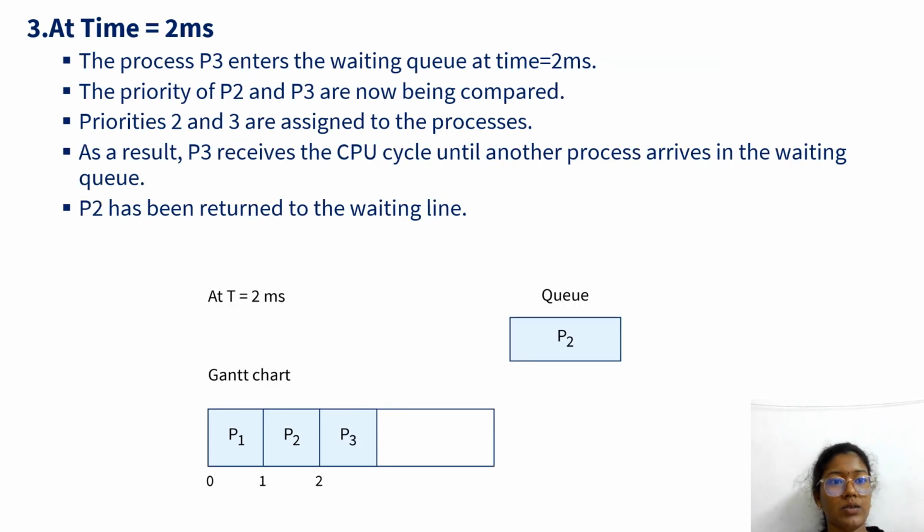At time equals 2 milliseconds, the process P3 enters the waiting queue. The priorities of P2 and P3 are now compared. Priorities 2 and 3 are assigned to the processes. As a result, P3 receives the CPU cycle until another process arrives in the waiting queue. P2 has been returned to the waiting line.